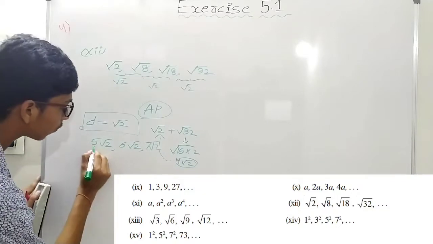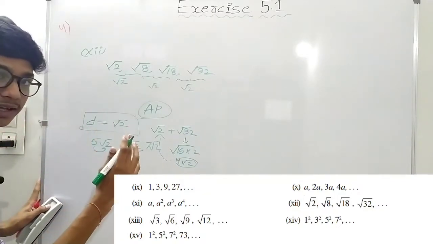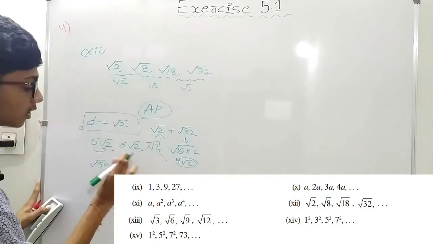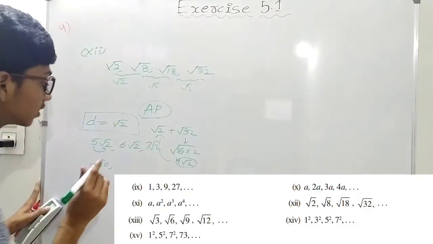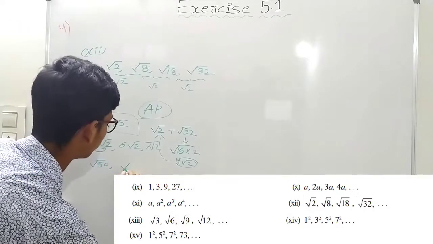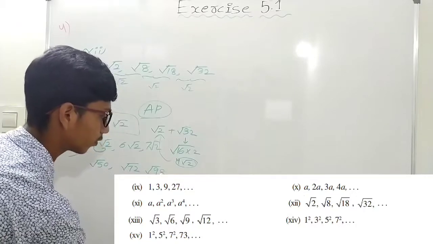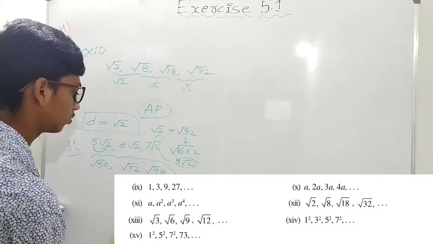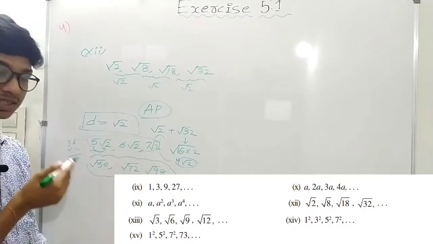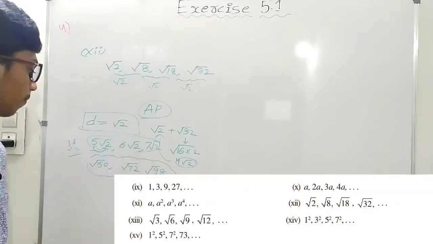If this 5 goes into the root, it will become 25. 25 into 2 is 50, root 50. And 6 goes inside, it will become 36. 36 into 2 is 72, root 72. And then 7, 49 into 2, root 98. If you get these values also, you are right, but here it is given with the 5 outside the root.